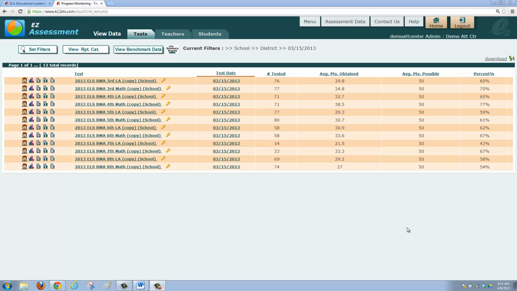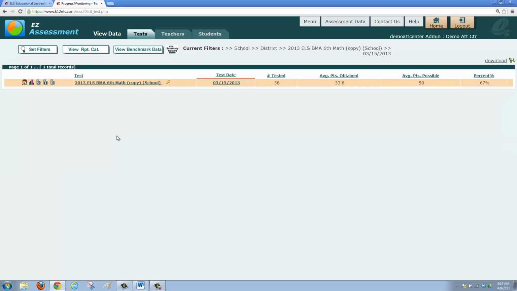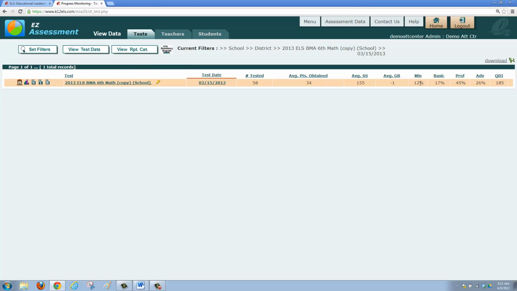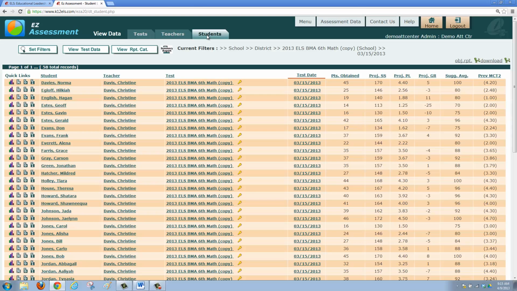So here I'm looking at the Test tab. I'm seeing all of my benchmark assessments. I'll click on 6th grade math. I can look at my benchmark data and see the percentage of students that I have minimal, basic, proficient, advanced, and my QDI. From here I'll click on the Students tab, and now I'm looking at all of the data for the students on the 6th grade math benchmark.